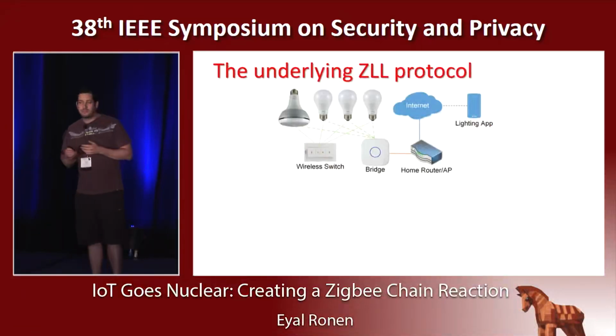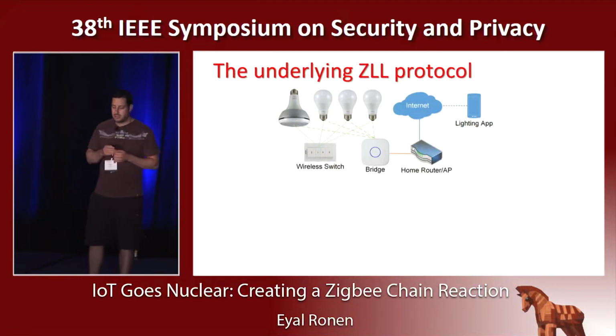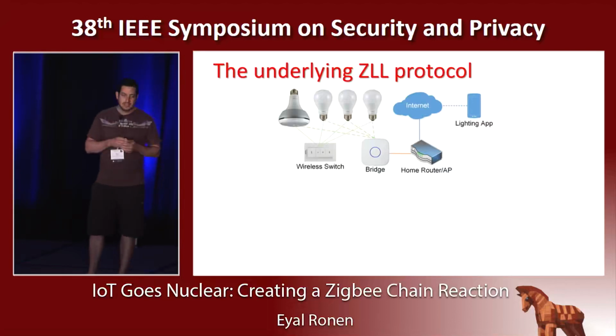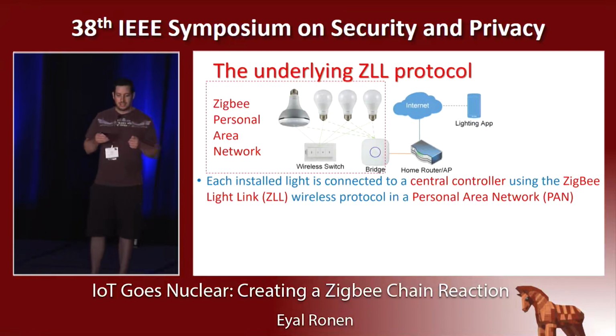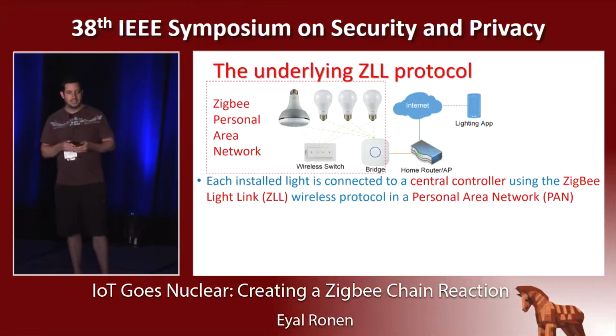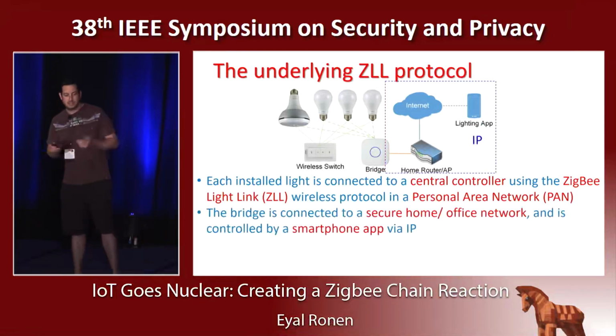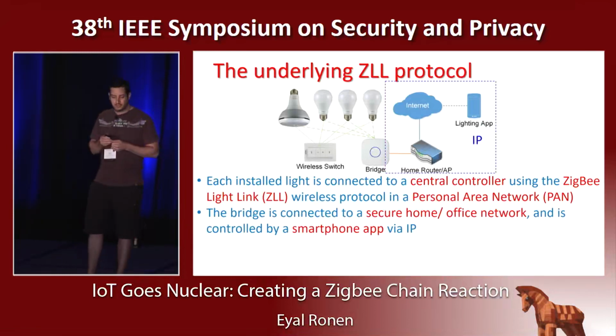Okay, so Zigbee is one of the biggest industry standards for IoT, and Zigbee Lightlink, or ZLL, is its standard used for lighting products. A typical home installation includes several light bulbs that can communicate with each other and a controller over this ZLL wireless protocol in something called a personal area network, or a PAN, which uses encryption with a unique key to protect the communication. The controller can be either a very simple wireless switch or a bridge that connects to the secure home network, and from that it's connected to the internet and can be controlled by a smartphone app.